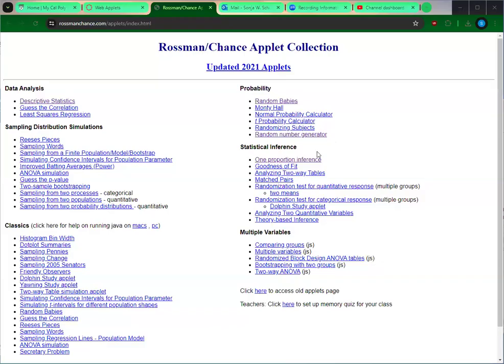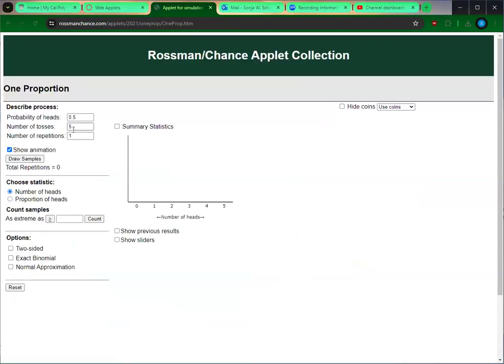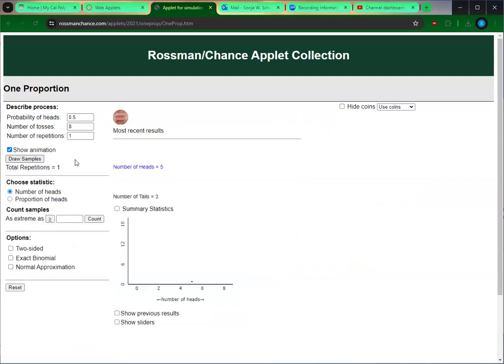So here I am back at the applets. Usually we would do this strictly for strategy number 2, but we're going to start with this for strategy number 1. I'm going to the one proportion applet. The probability of heads, so it's a fair coin, is 0.5. We're going to do 8 tosses, okay? And I'm going to show the animation. So what this is going to show me is I'm going to toss a coin 8 times, and I'm just going to do that one set, so it's representing one person.